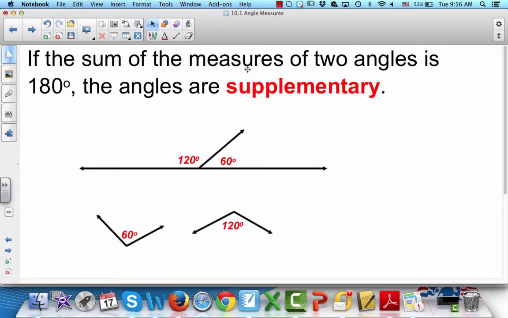Okay, if the sum of the measures of two angles is 180 degrees, the angles are supplementary. That means two angles that add up to 180 degrees. So this one is 120, this one is 60, add them up and you get 180. That makes these two angles supplementary. But they do not have to be next to each other like this. They don't have to be adjacent. It can just be any two angles. So this angle could be 60 and this one over here could be 120. Add them together and you get 180. That makes them supplementary. So they do not have to be beside each other.